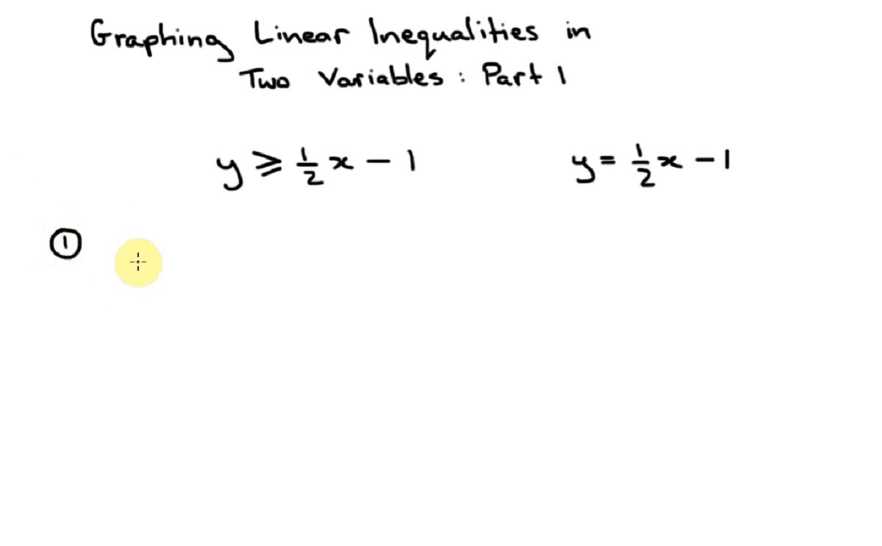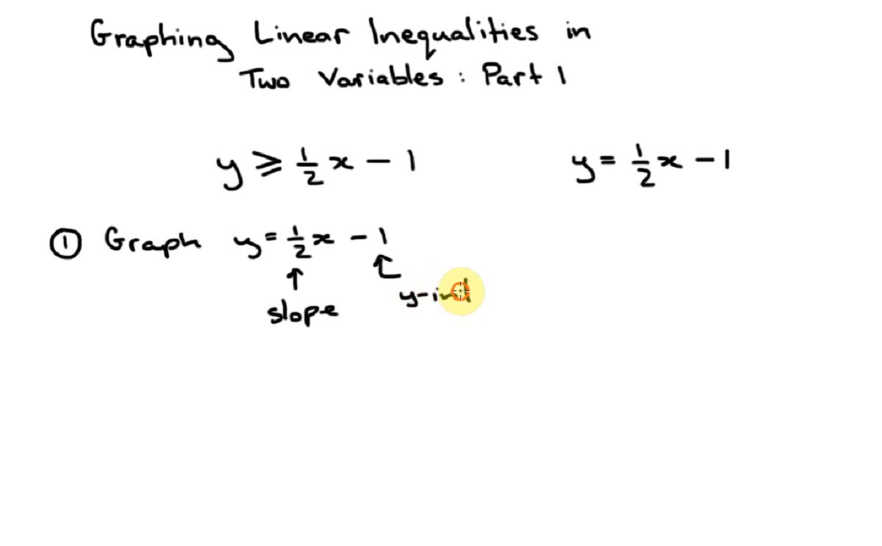Step 1, we graph the related line. So we graph y equals 1/2 x minus 1. Now we know how to do that. We can either use the idea of the slope and the y-intercept, and that's a pretty good way to do most of these. If we had a different equation that wasn't presented in this form, we might just use the table of values. So, a couple of choices on that.